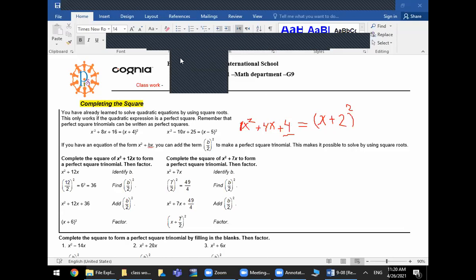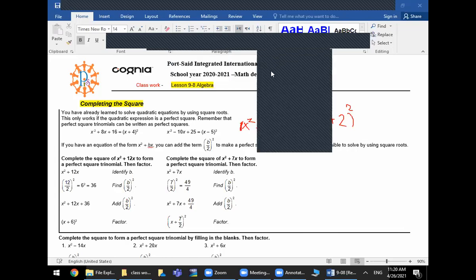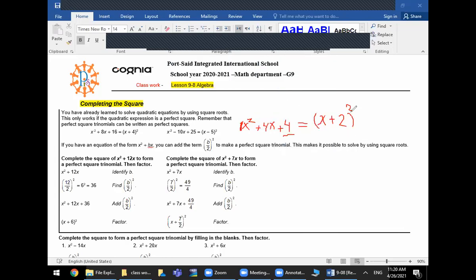Any question till this point? How will we change it into a perfect square? You will find the square root for the first, and then we will use the square root for the third, and we will use the sign for the middle one. Understood? Yes. Okay.